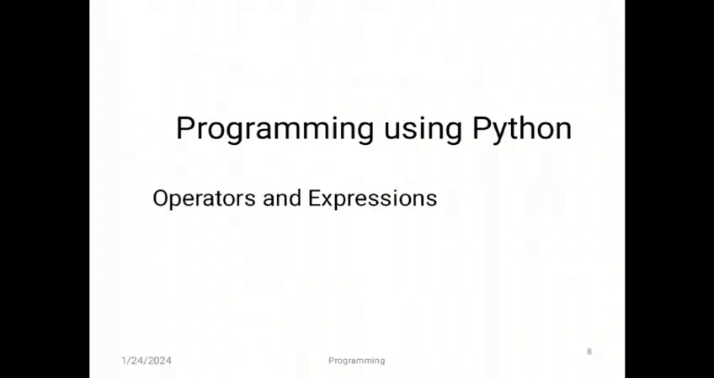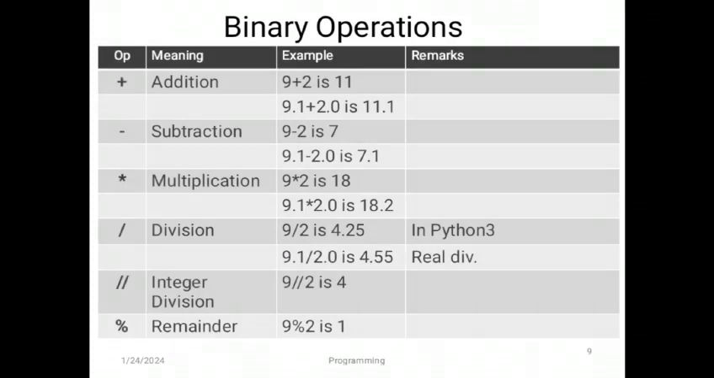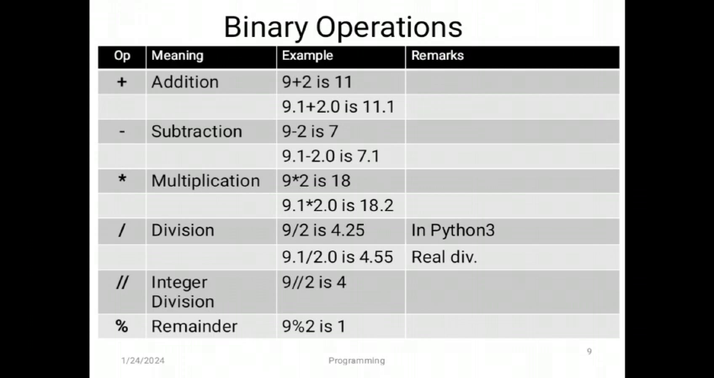Then programming using Python. Here we are discussing operators and expressions. What are binary operations? Binary means the operations which happen between two numbers, and those are called binary operations. Here the operators are plus, minus, into, division, integer division, and remainder.